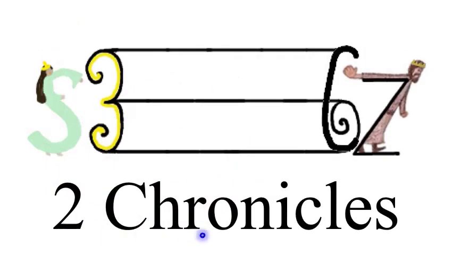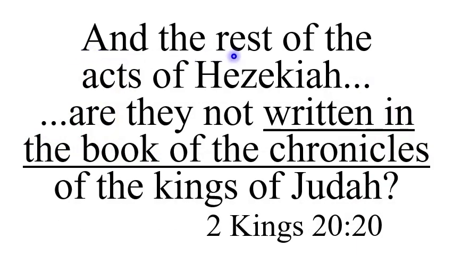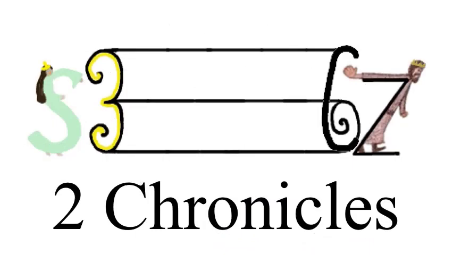The icon for 2 Chronicles is 2 scrolls with a 3 and a 6 on each end of it, because the Bible says, And the rest of the acts of Hezekiah, are they not written in the book of the Chronicles of the kings of Judah? 2 Kings 20:20. The 3 and the 6 are drawn to remember there are 36 chapters in 2 Chronicles. 2 Chronicles is about the kings from Solomon to Zedekiah.